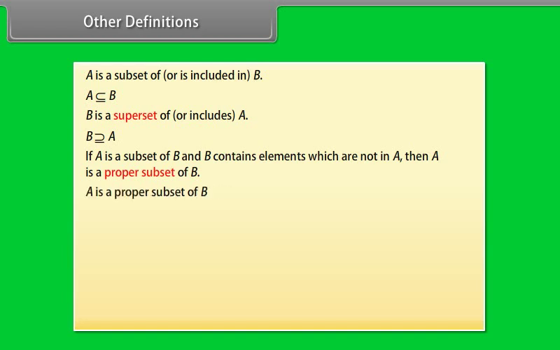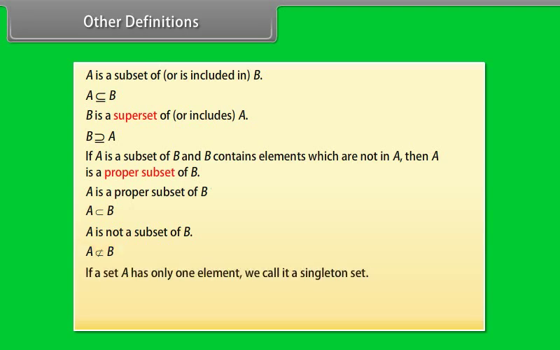If A is a proper subset of B, we use this symbol to designate that relationship. If A is not a subset of B, we write it this way to designate that relationship. If a set A has only one element, we call it a singleton set. Thus, A is a singleton set. Look at these symbols now. The first one means implies that, and the other one means if and only if.